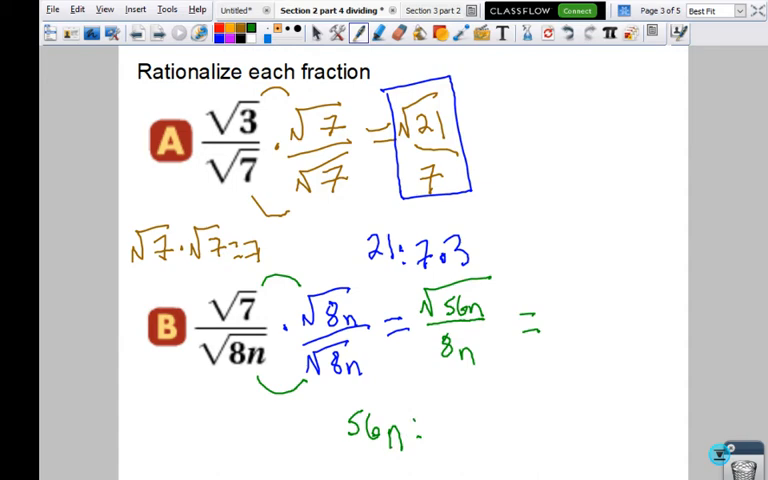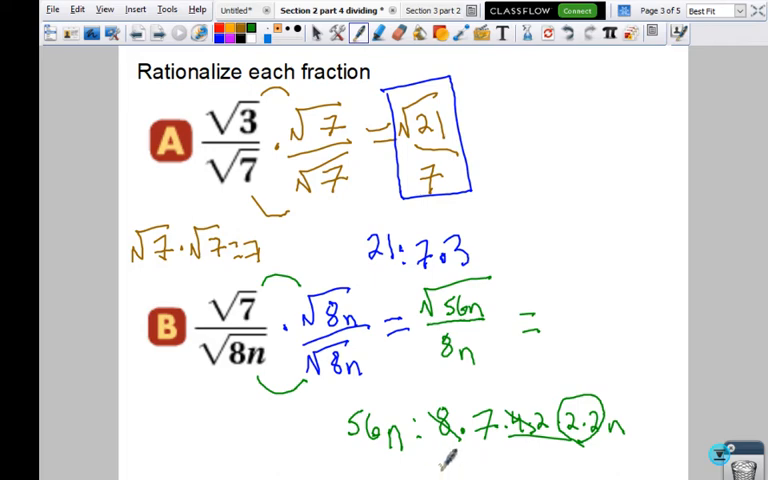So, Ruben, what times what's 56? 8 times 7. Yep, 8 times 7. But 8 is really 4 times 2. 4 is really 2 times 2. And I still have an n here. Jace, what's going to get kicked out? 2's are going to get kicked out. Anything else? Nope.